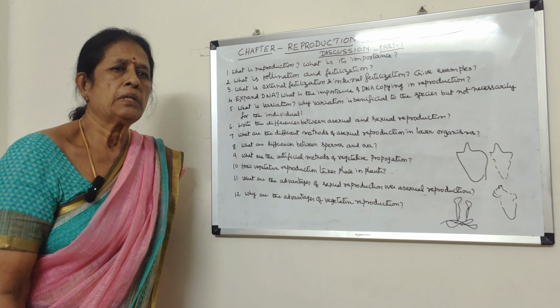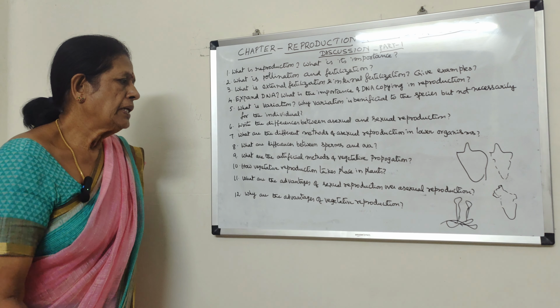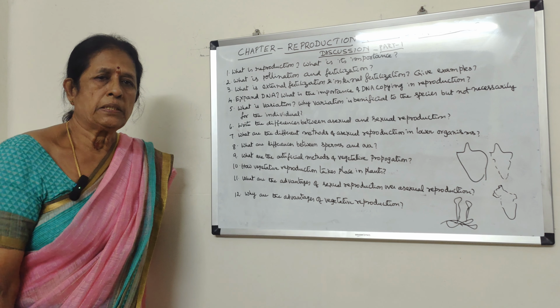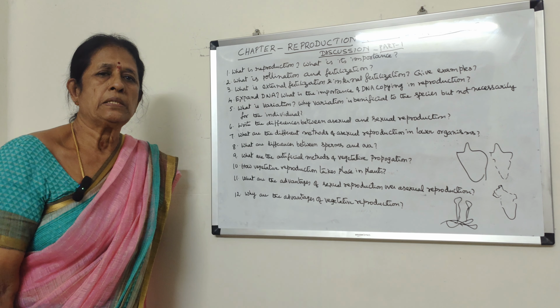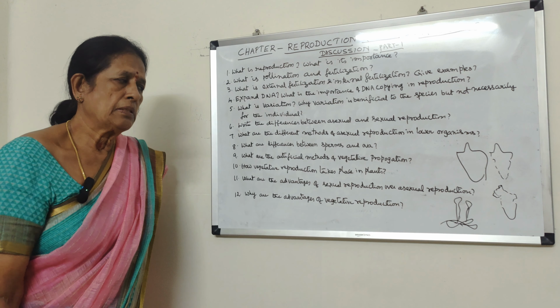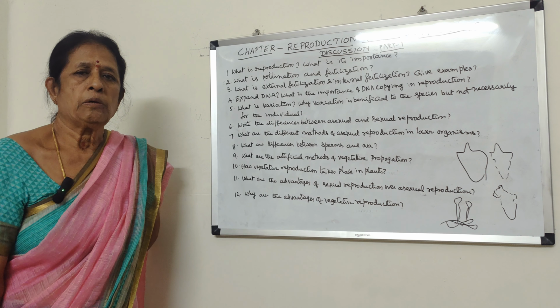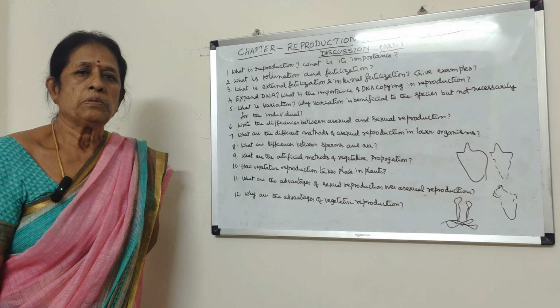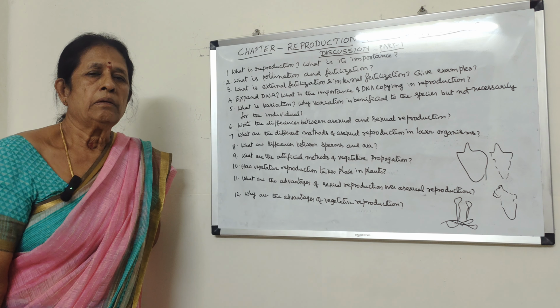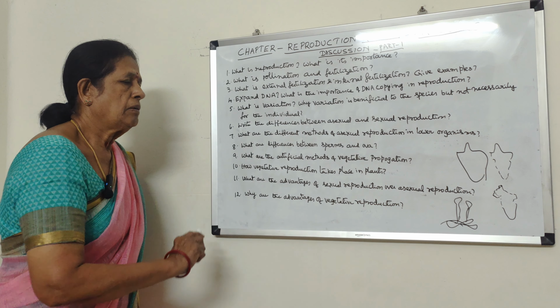In plants, you can see it in bryophyllum. Vegetative reproduction is a type of asexual reproduction. There is no formation of gametes, meiosis, or formation of zygote, etc. That is why various vegetative parts of the plant like roots, stem, leaves take part in developing into a new plant. That is called vegetative reproduction.